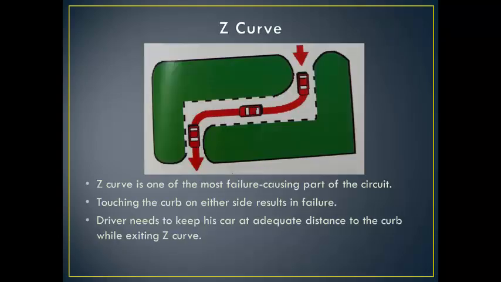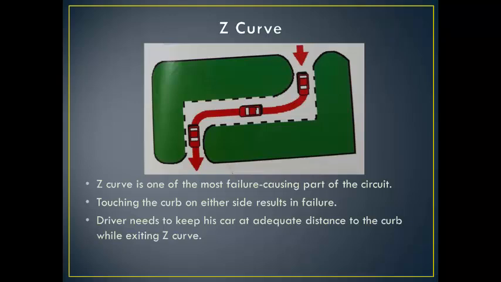The next one is the Z curve, which is also called the zigzag. Z is one of the most failure-causing parts of the circuit, and according to the statistics, after the parking bay, the Z curve is the second most failure-causing part of the driving test. Most students, when passing their cars through the Z curve, fail to exactly identify from where they have to start steering, and because of that they hit either the right or the left side of the curve, which results in failure.